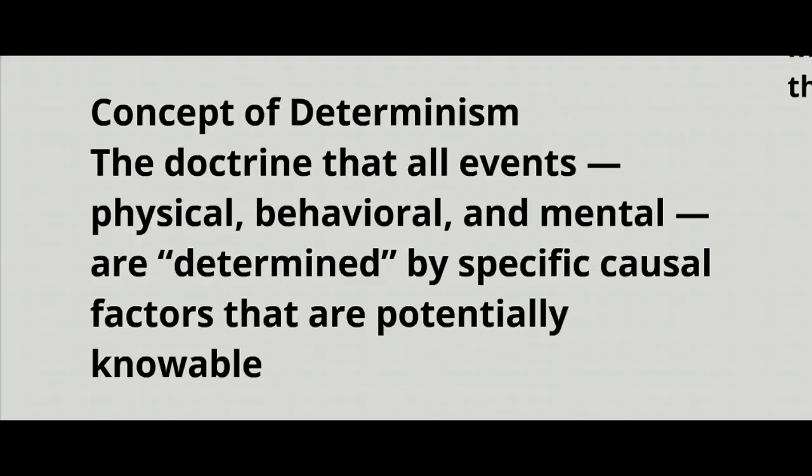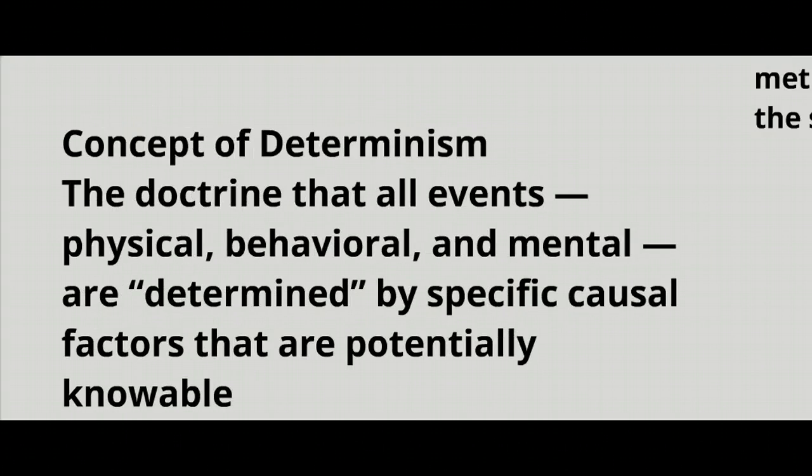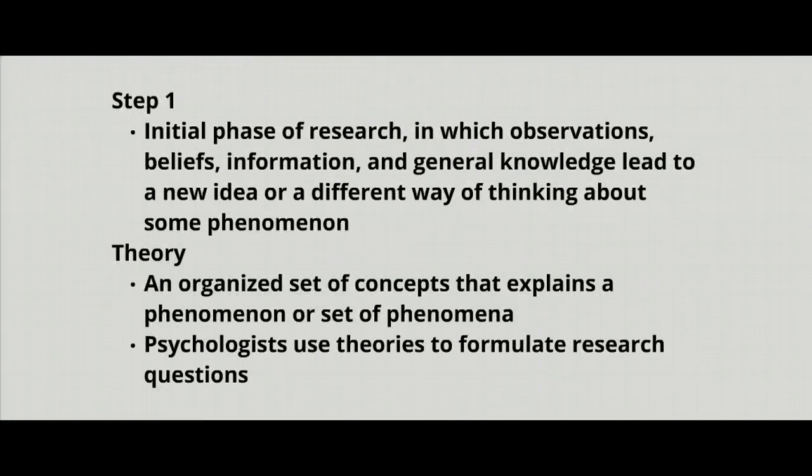So we talked in the first class about free will versus determinism. And in determinism, what we're really talking about is that all events, whether they're physical, behavior, or mental, are determined by specific causal factors, and that we can figure out what those factors are. They're knowable. And again, the level of analysis that you choose is up to you. So whether you're looking at genetics or social factors, that's what the researcher does.